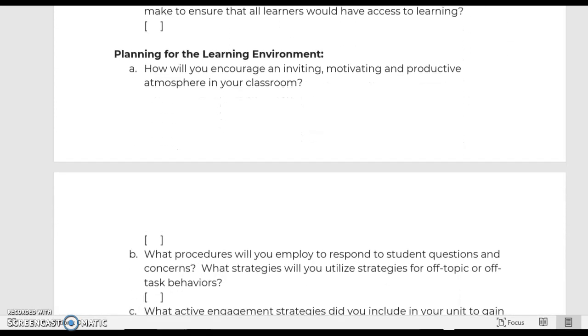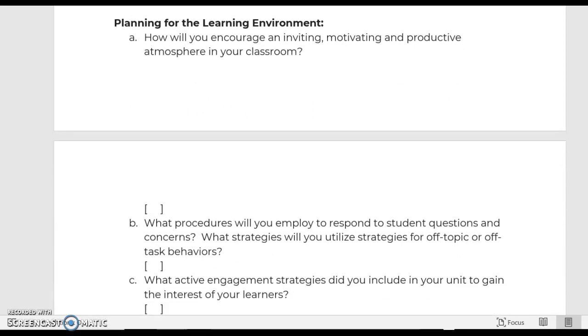The next heading in part 1 is planning for the learning environment. So tell me, how will you encourage an inviting, motivating, and productive atmosphere in your classroom? You want to make sure that you're hitting on all 3 of these pieces. You already started to speak to this in your pre-plan, so just think of the ways that you are creating an inviting atmosphere, but also how are you ensuring that your students are motivated and that they are being productive? Is it a way that you maybe organize your materials or organizing your physical space? Tell me all of the pieces that go into helping you to encourage this atmosphere in your classroom.